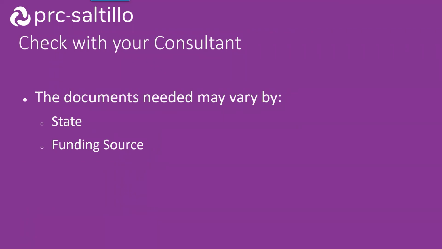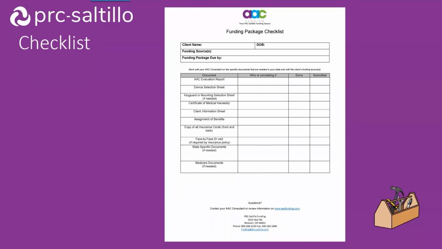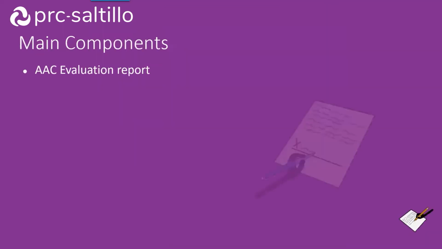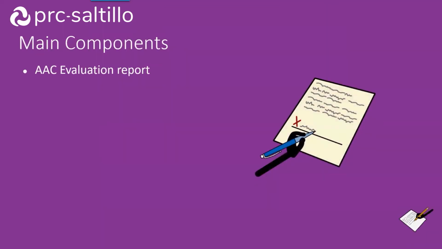The good thing to know, though, is that there is a checklist available for everybody. You can find these checklists on the website, and they will give you some information about specific things, both for state-specific documents and just a general overview of the documents. But you can see here the main components, we'll go ahead and go to our checklist. Clicking on the wrong spot.